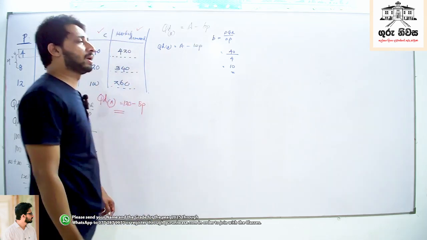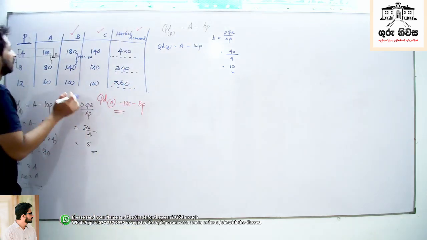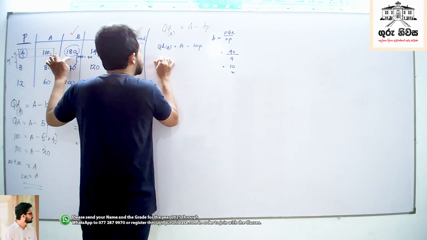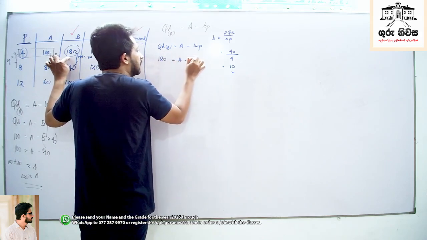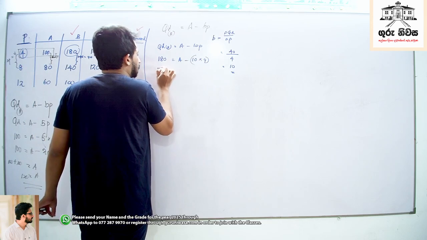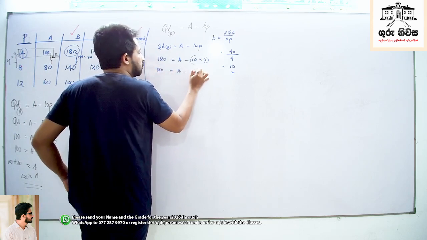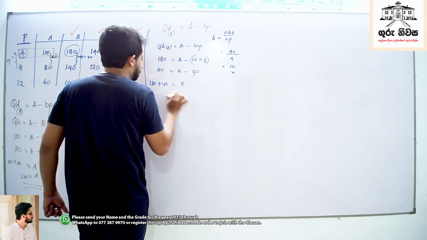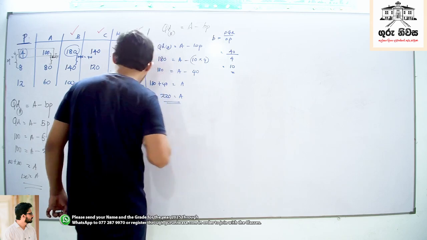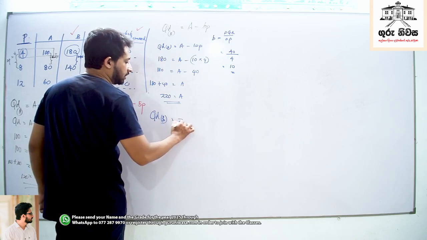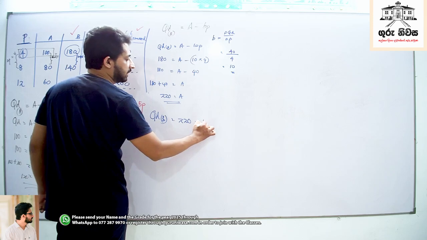Now you can choose any point on the demand schedule. I'll choose the first point. At price 4, B's demand is 180. Substitute 180 for QD. A minus 10 into price 4. 180 equals A minus 40. A equals 180 plus 40. A equals 220. So QDB equals 220 minus 10P.